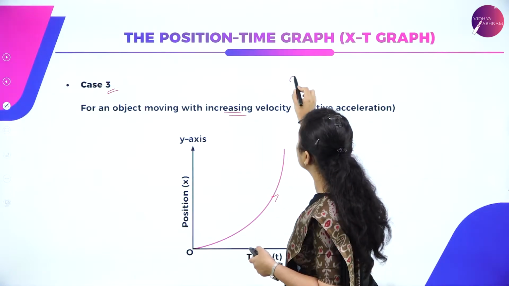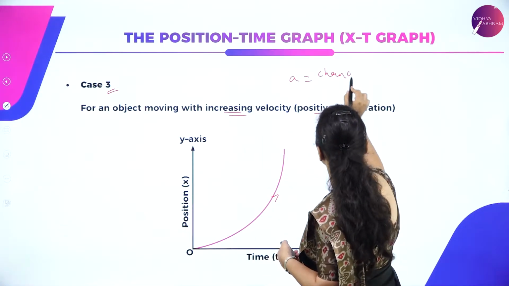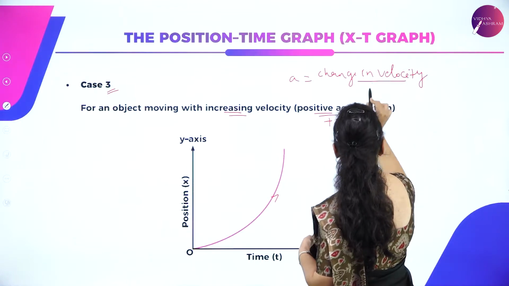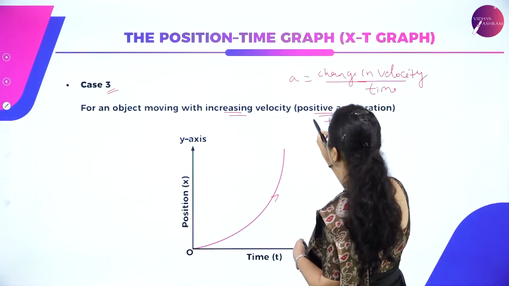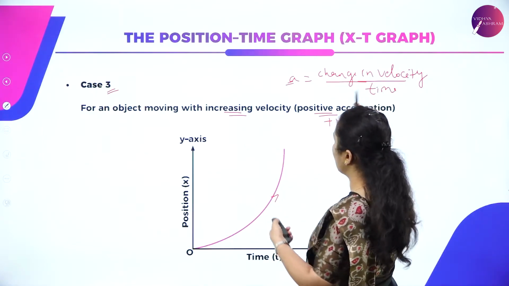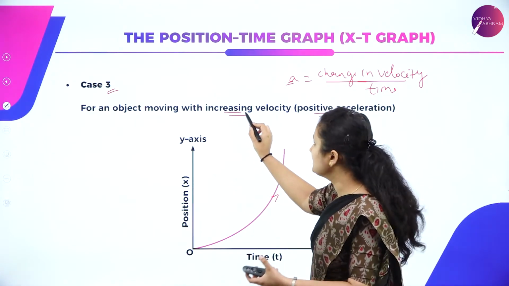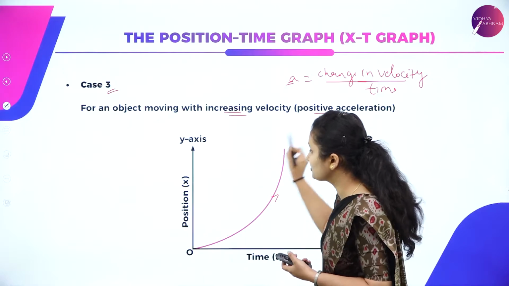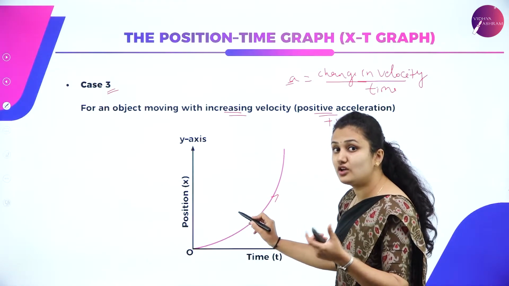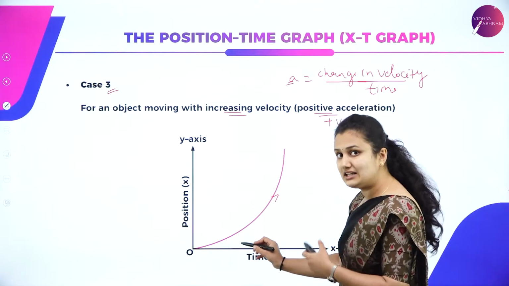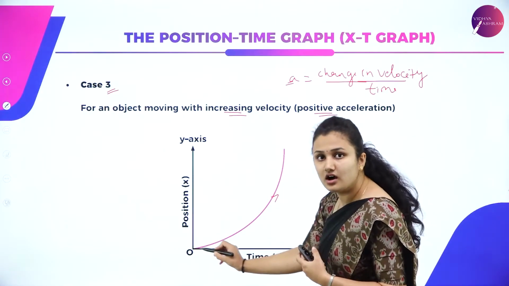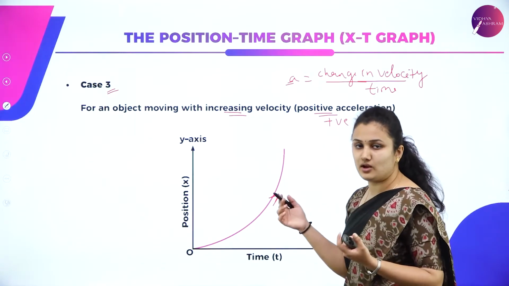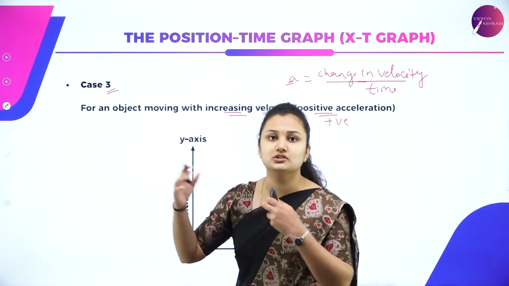So acceleration is change in velocity by time taken. Here the object is moving with increasing velocity. Increasing velocity gives you positive acceleration. That is why you don't have a straight line. Why not a straight line? Because it is not uniform velocity. There is increase in velocity, so it traces a curve. It gives you a curve instead of a straight line, which represents increasing velocity. Increasing velocity is equal to positive acceleration.